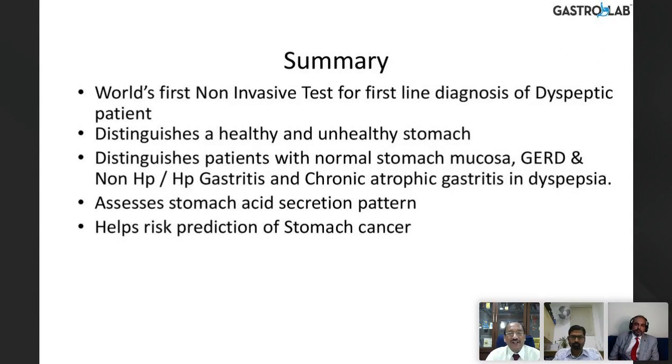It distinguishes a healthy from an unhealthy stomach, distinguishes patients with normal stomach mucosa, GERD, or non-HP and HP gastritis and chronic atrophic gastritis and dyspepsia, and assesses stomach acid secretion. It is hyperacidity or hypoacidity.